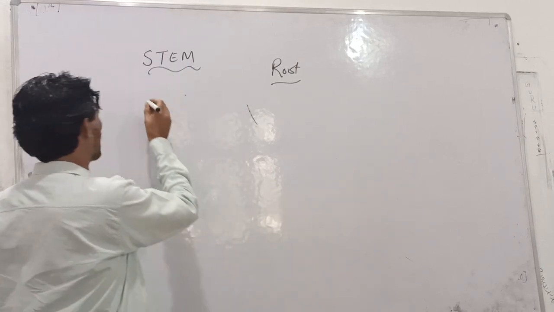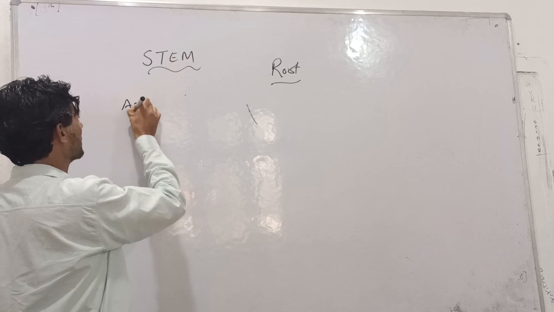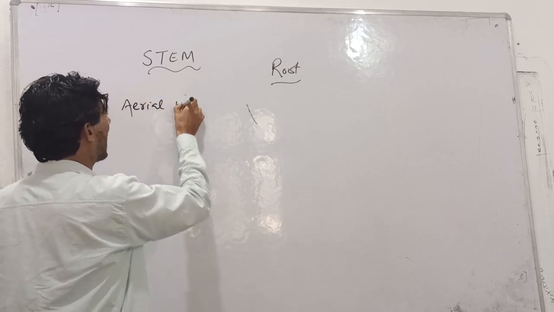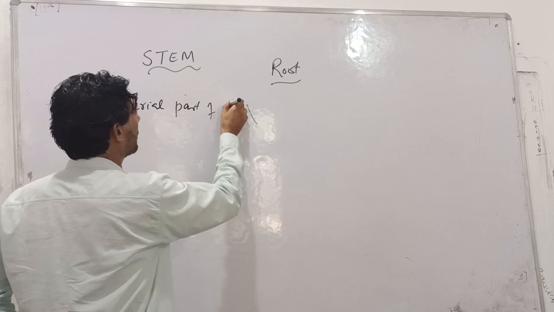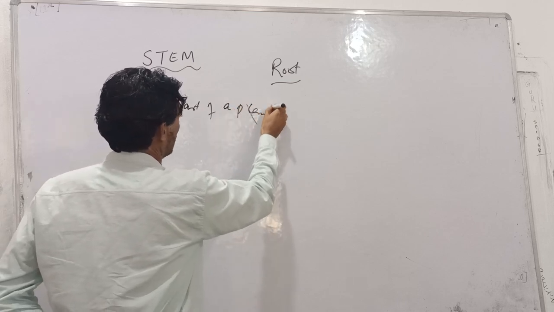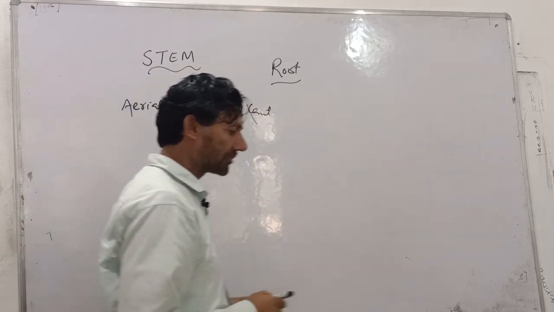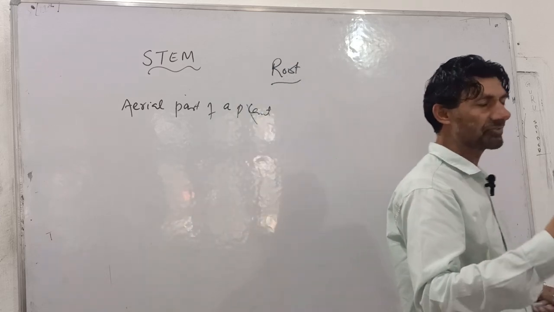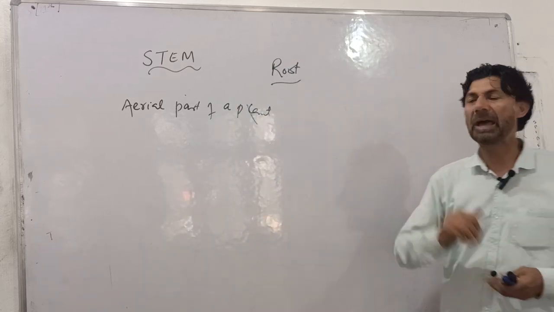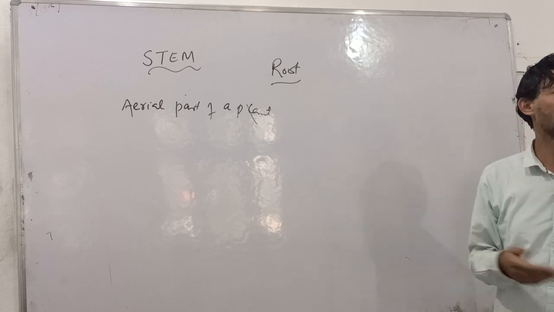It is also called the aerial part of a plant. It comes out of the soil from this plumule. Now it is an aerial part of the plant.